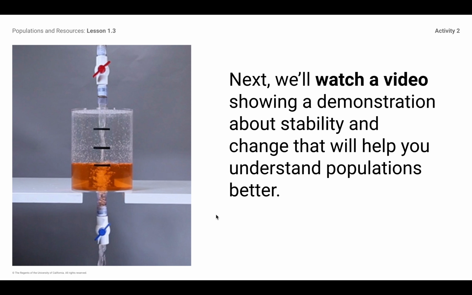So then we watched a video that showed this demonstration, and if you go into Amplify and you look in your video resources, or I think it says digital resources, you'll be able to watch the video. But they've got this system set up with this colored water. They have a valve here to add more and a valve here to close this off. And so we saw it stay the same. We saw it increase, and then we saw it decrease.